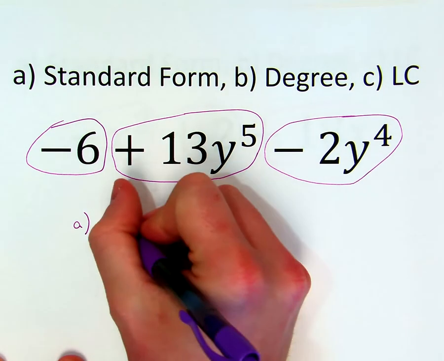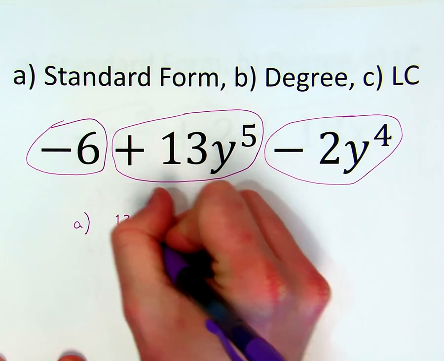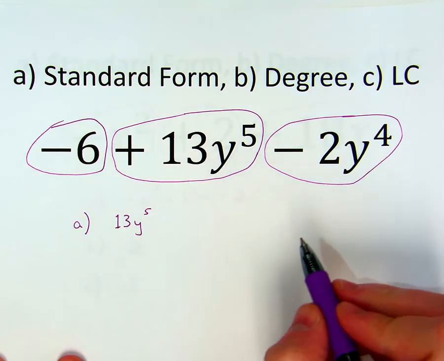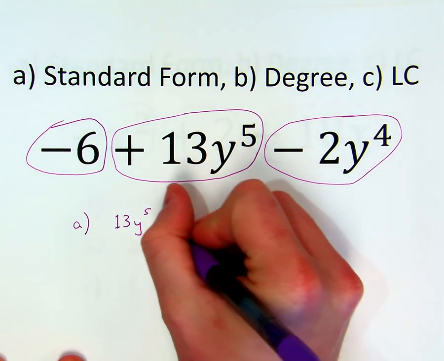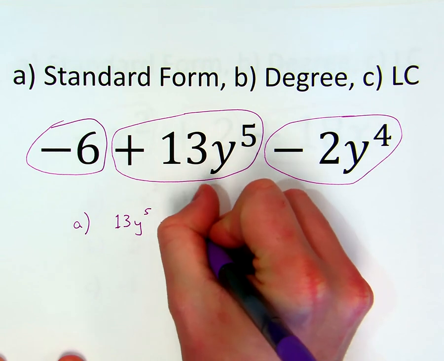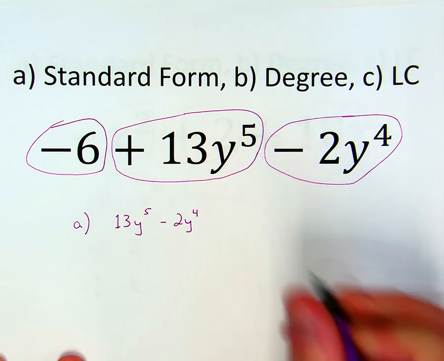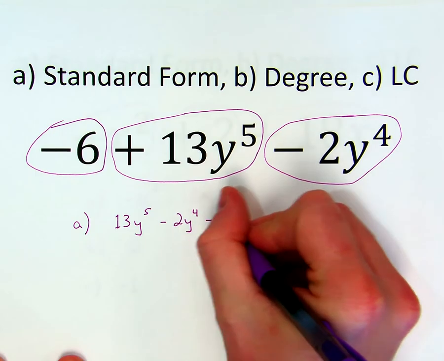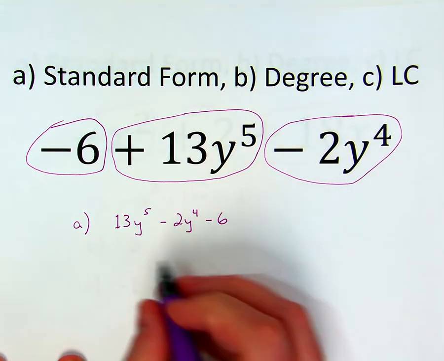In this case, the largest exponent is a 5, so we'll begin the problem with 13y to the 5th. The next largest exponent is a 4, so we'll continue with minus 2y to the 4th. And finally, the last term will be the plain number, the negative 6.